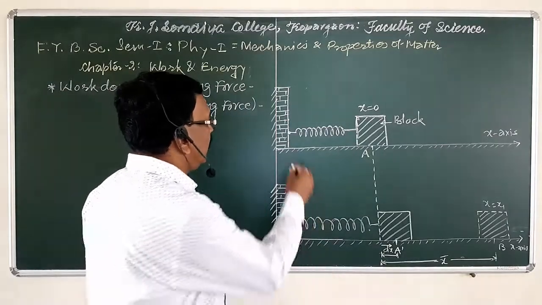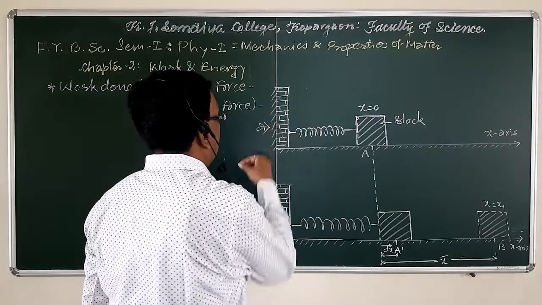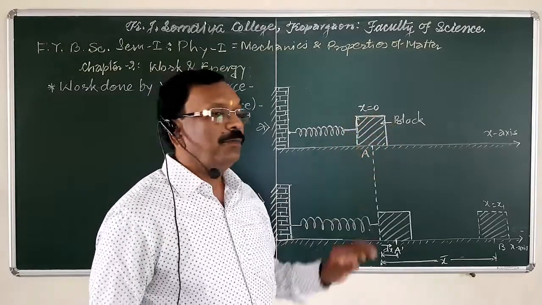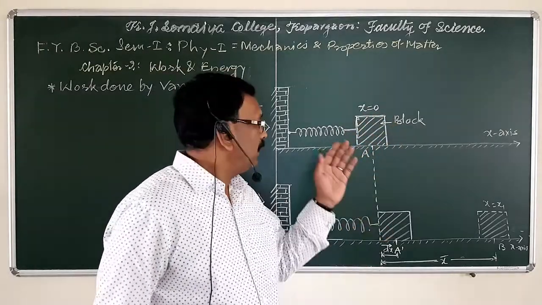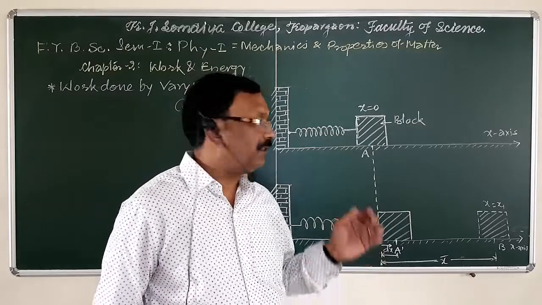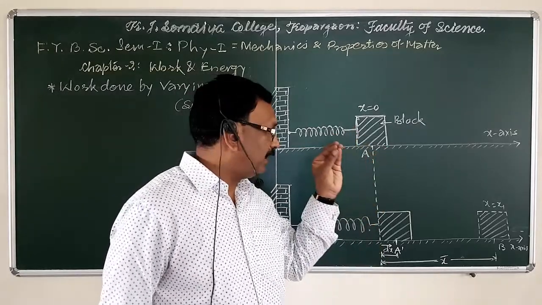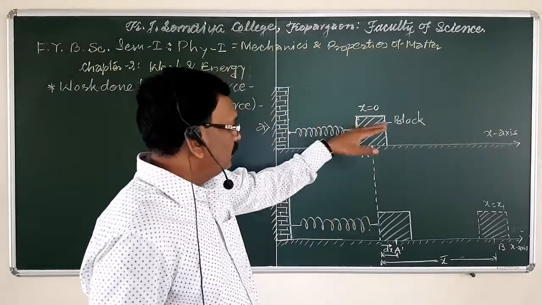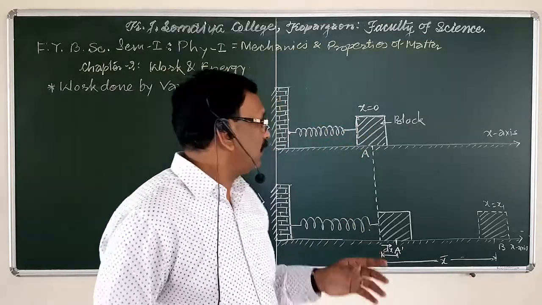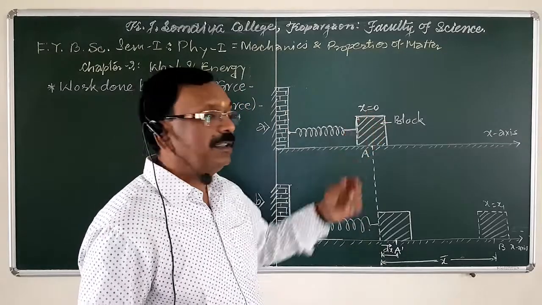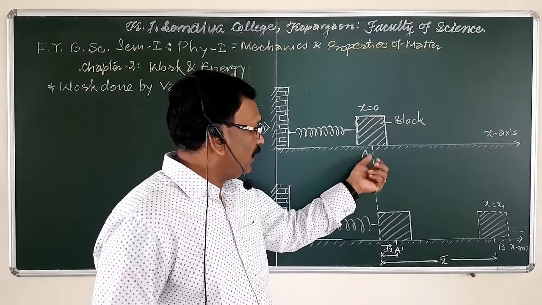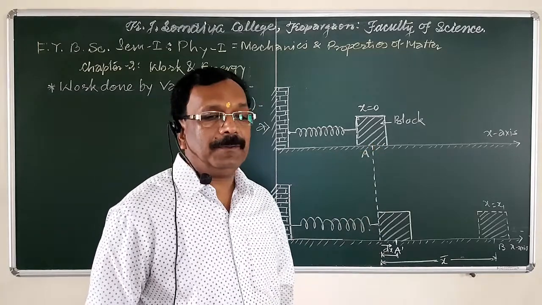Suppose this is figure A and this is figure B. In figure A, the body is in its natural length. There is no extension, there is no elongation of the spring, or there is no contraction of the spring. The body is at rest condition. That means its position is x equal to 0. Displacement of the body is 0 and the initial position of the body is A.